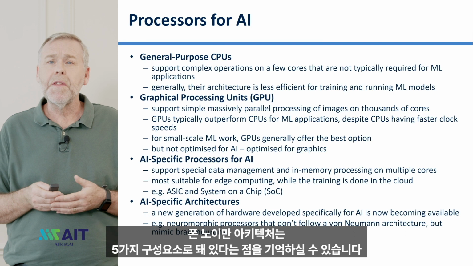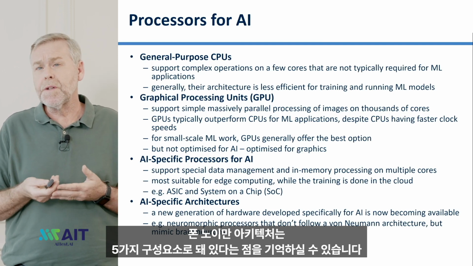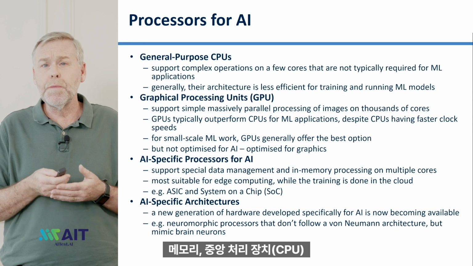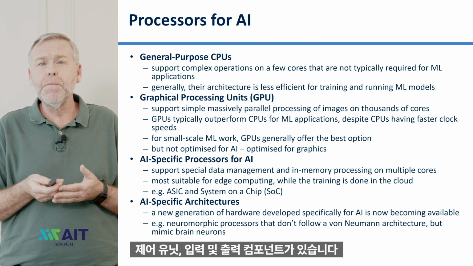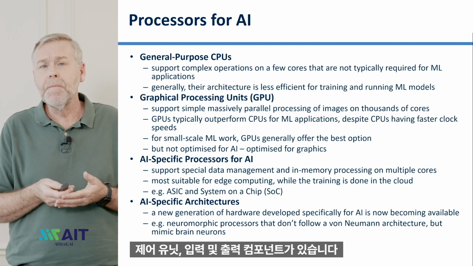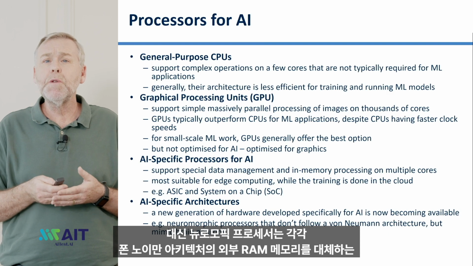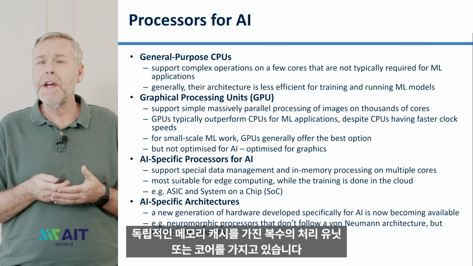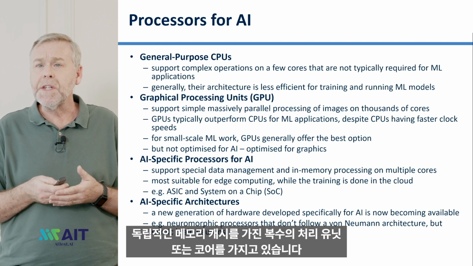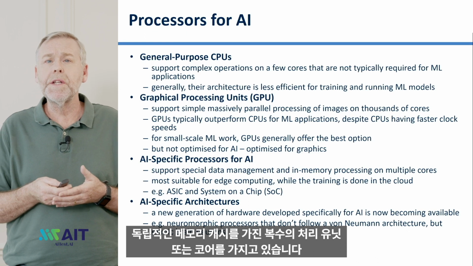You may remember that a von Neumann architecture consists of 5 main components: memory, a central processing unit or CPU, a control unit, and input and output components. Instead, neuromorphic processors include multiple processing units or cores, each of which has its own cache of memory, which replaces the external RAM memory component found in the von Neumann architecture.